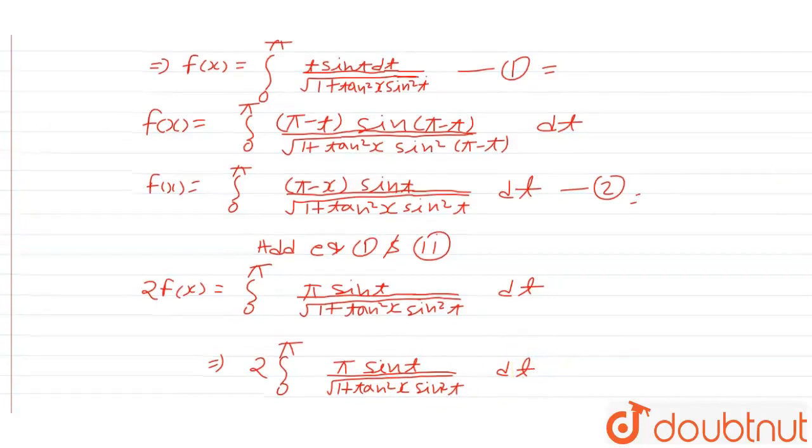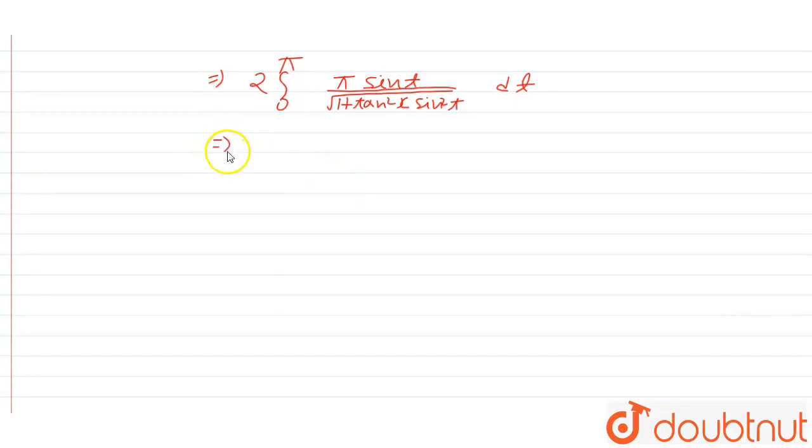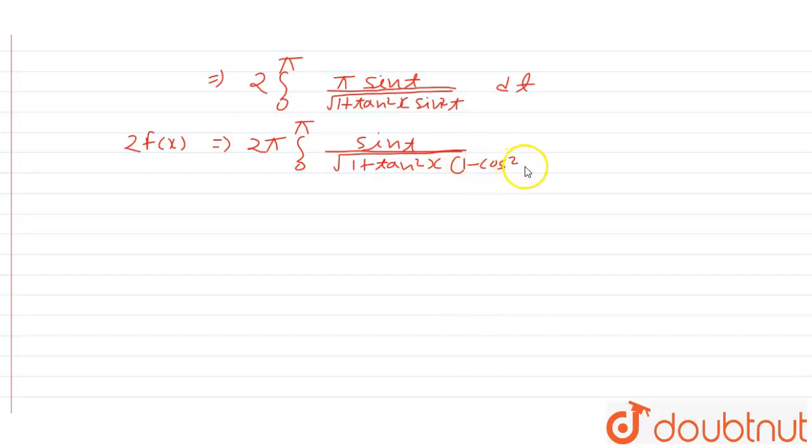Then the next step: 2 f of x, where pi is common, so 2 f of x equals pi times the integration from 0 to pi of sin t divided by the same thing, root under 1 plus tan square x sin square t. But we also know that sin square t is nothing but 1 minus cos square t. So here we have to write 1 minus cos square t, and finally 1 minus cos square x.